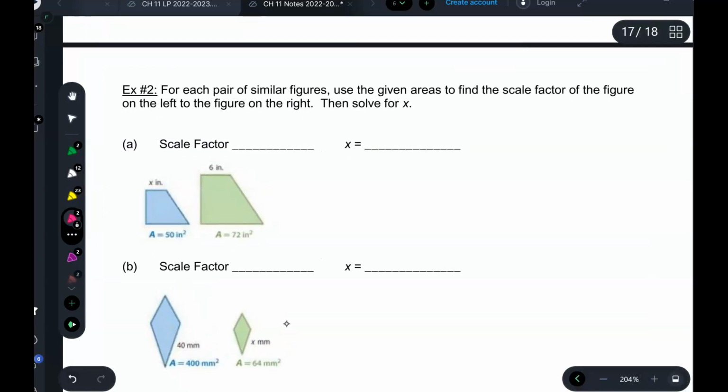All right. Use the given areas to find the scale factor and then solve for x.